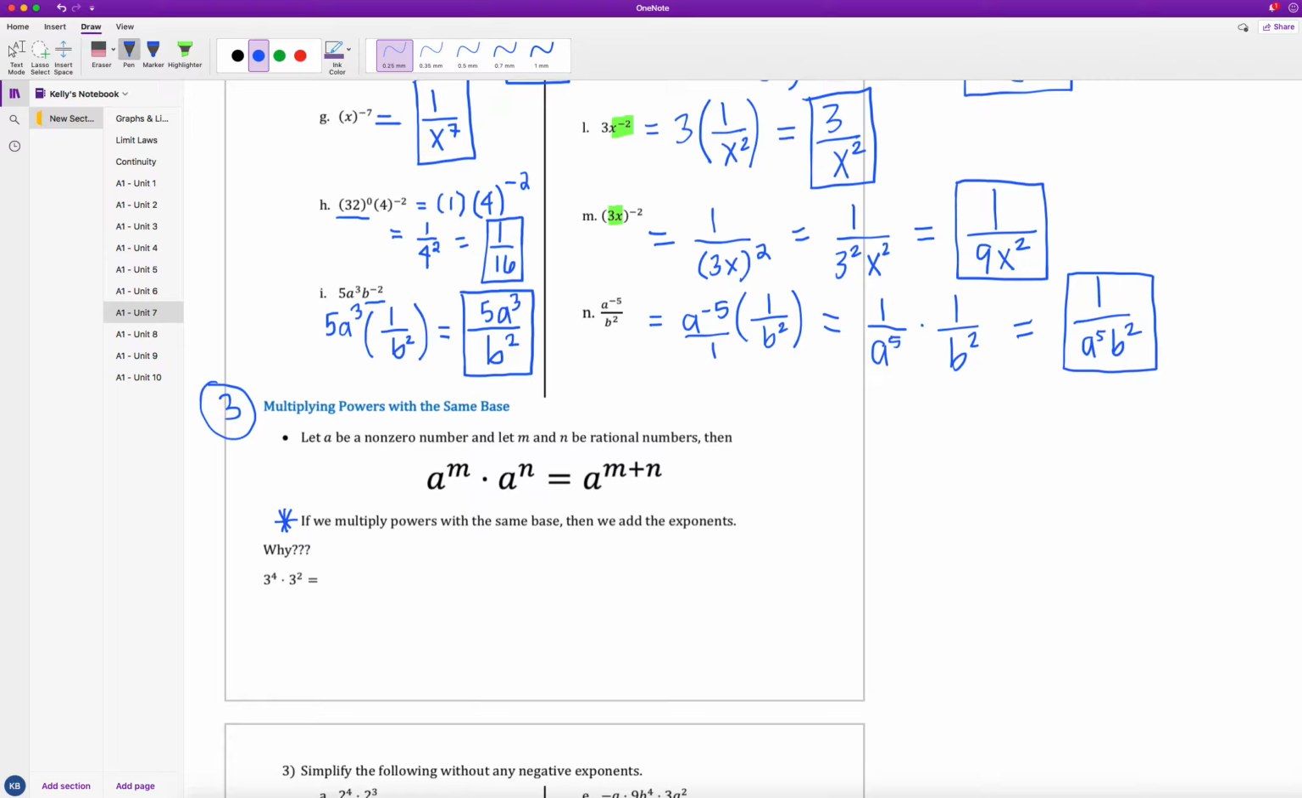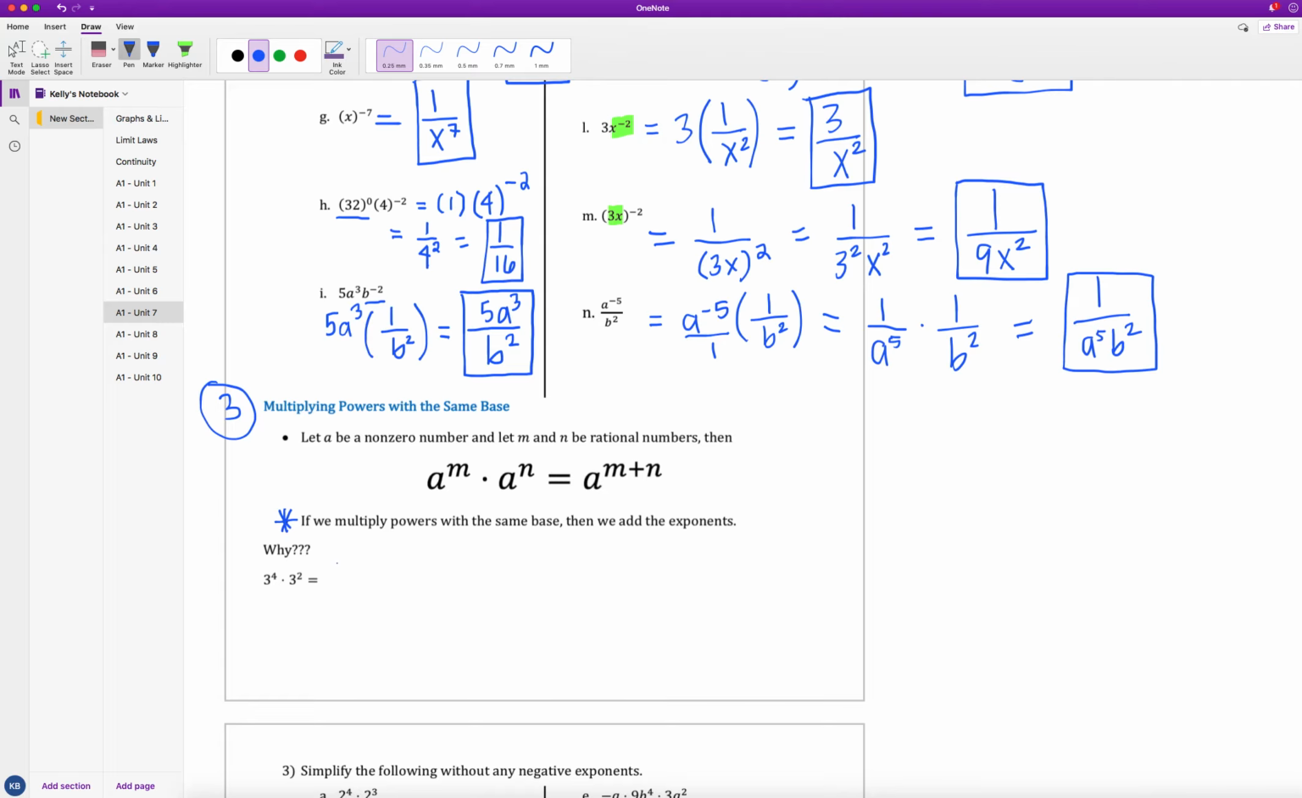And let's really talk about why, because as I said at the beginning, you don't want to just have these rules and try to memorize them. You want to understand why this stuff is true so that you can see the larger picture of what's going on, not only for this class, but as you take other math classes. So let's talk about why by using this example. So we have 3 to the 4th times 3 to the 2nd. I'm going to expand out what this means.